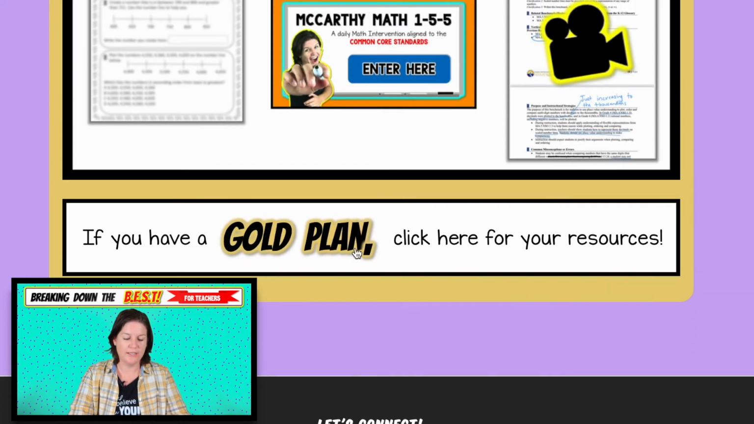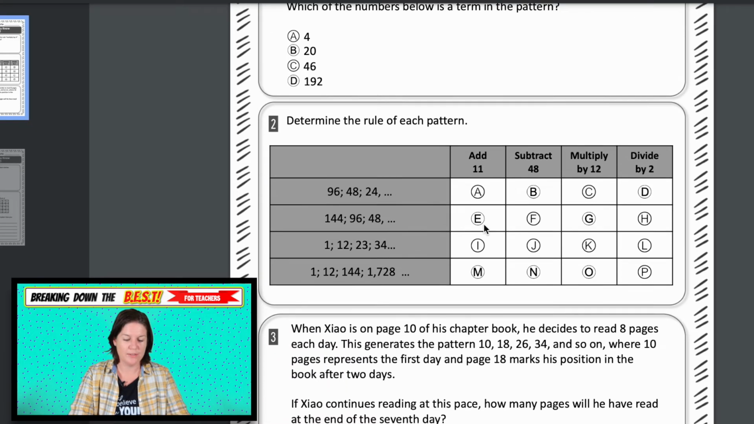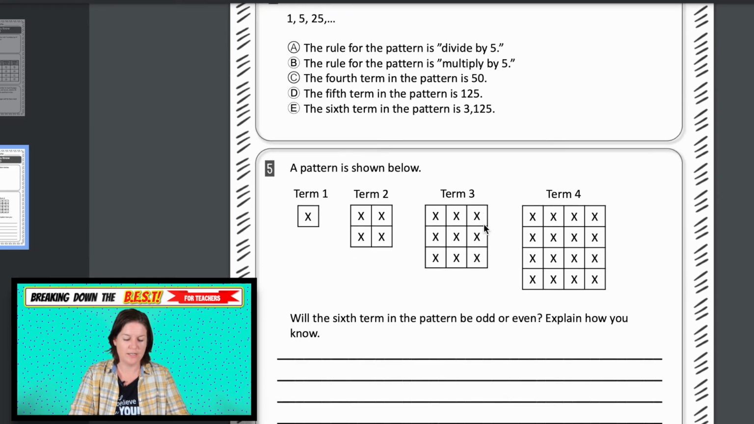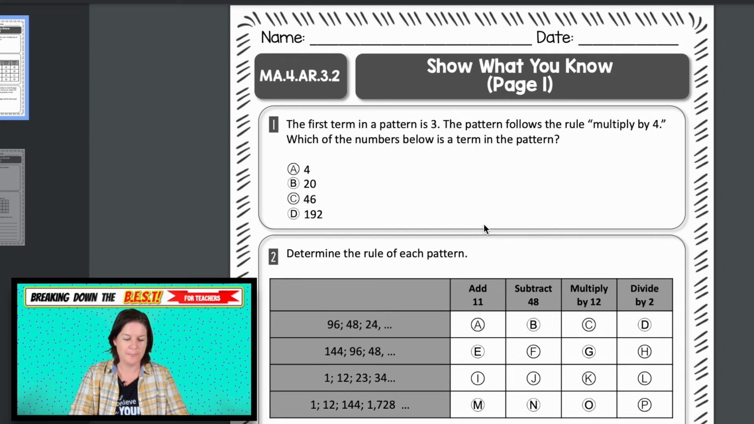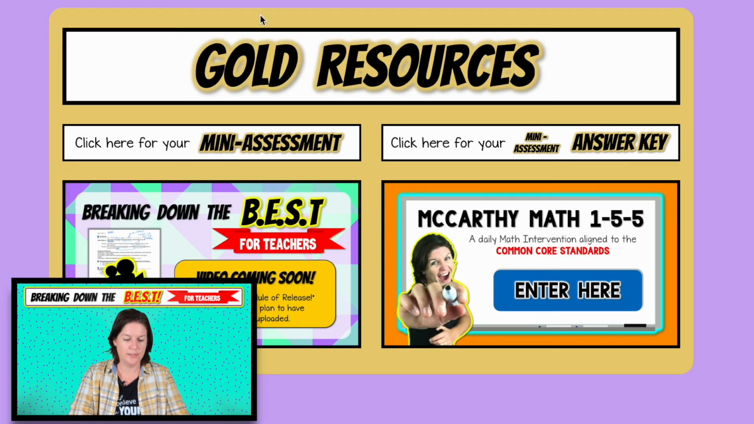And then the gold plan, if you are a gold member, you have even more. You have your mini assessment with a variety of question types, all about rules, generating, extending patterns. Okay, it's usually about 4 to 5 questions for these. There's 5 in this one. You also have your answer key. You have this episode of Breaking Down the B.E.S.T, which is also available on YouTube, but on YouTube there are ads. Here it's right there, ad-free, and with all of your other resources, so it's right there for you.